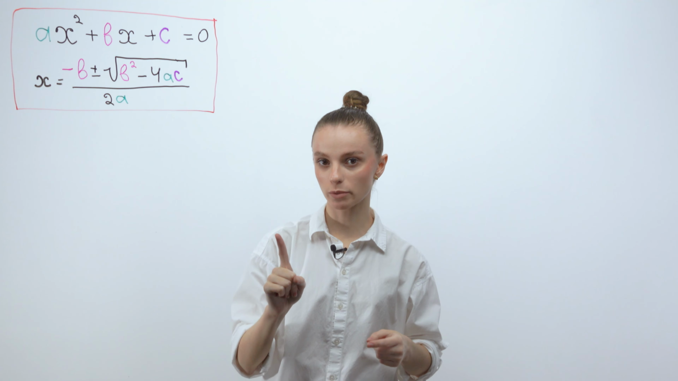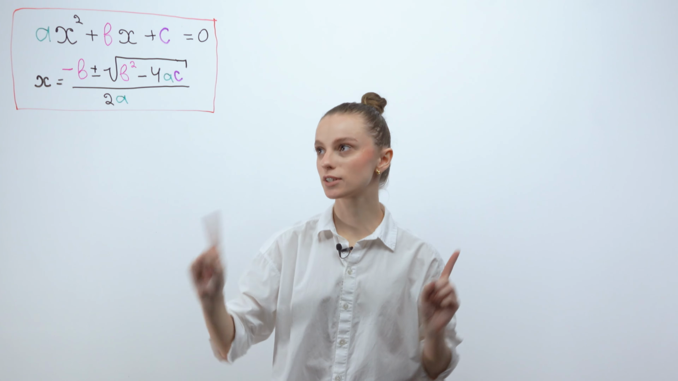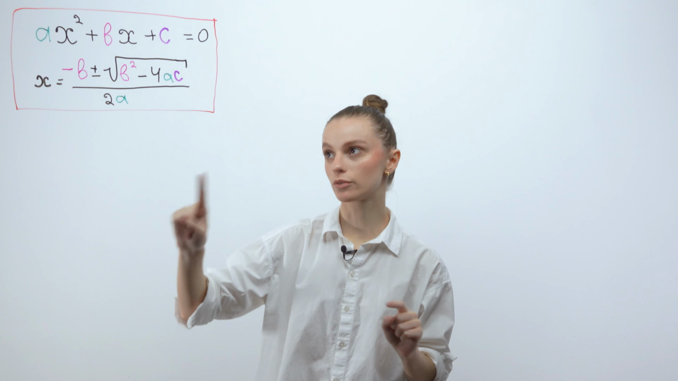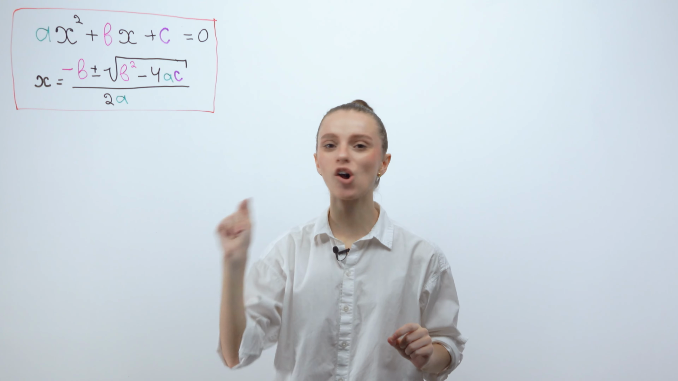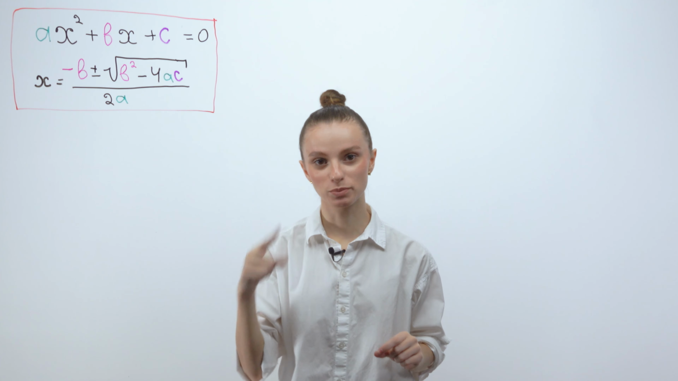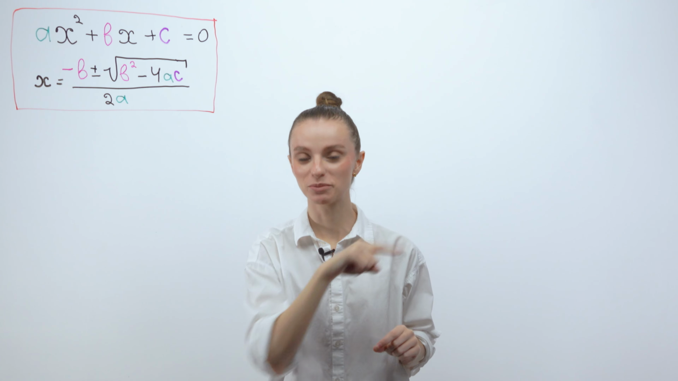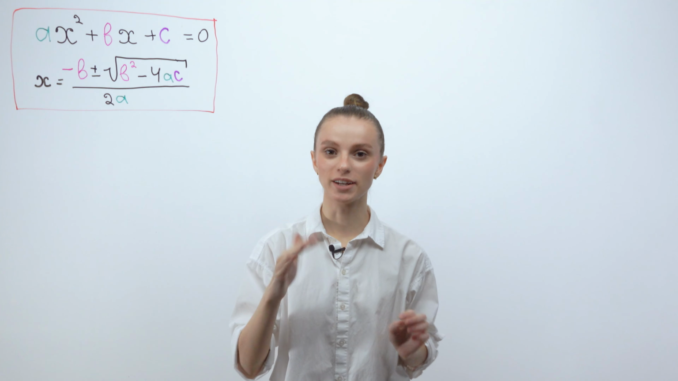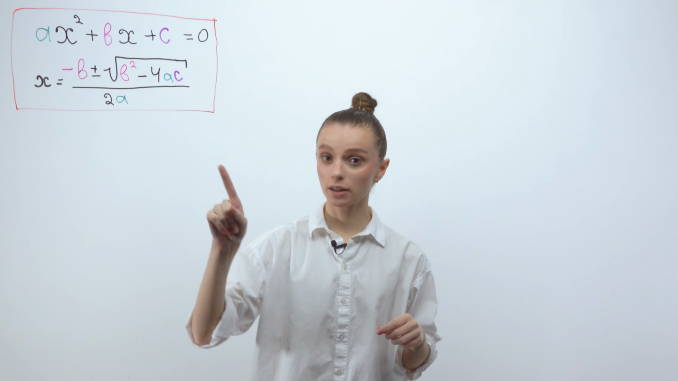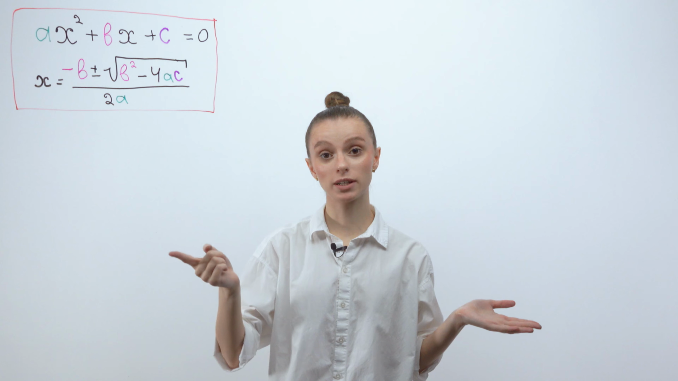You can memorize this formula by singing a song: x equals -b plus or minus the square root of b squared minus 4ac, all over 2a. You can just put it on repeat on YouTube. There is a whole video. Just search for quadratic formula song. Anyways, let's do some examples and apply this formula.